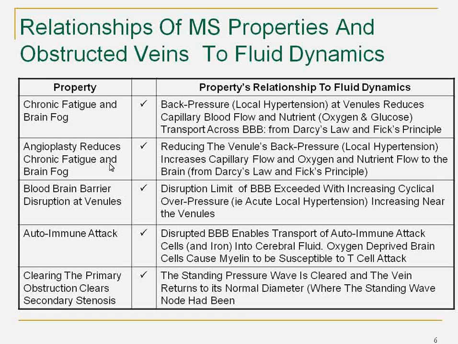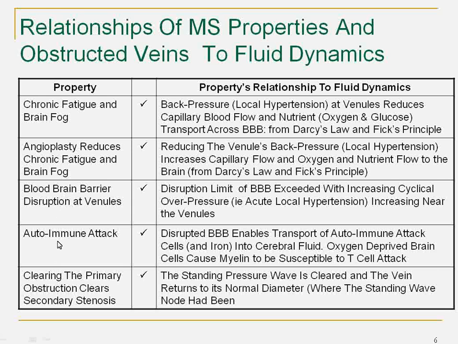Venous angioplasty reduces that chronic fatigue, reported many times. Taking out the obstruction means that the back pressure is going to reduce, and that's going to increase the flow of blood and oxygen and nutrients into the brain. The observation in science of MS is that a disruption in the blood-brain barrier precedes MS. Well, if the elasticity limit of the barrier is exceeded with the acute local hypertension, that would then be consistent with this disruption that's observed.